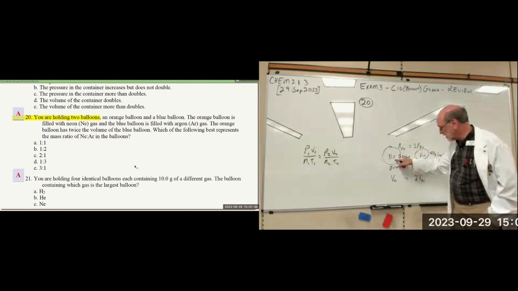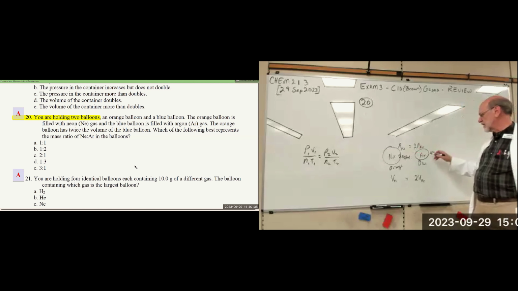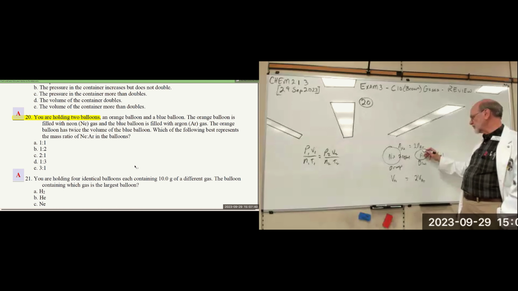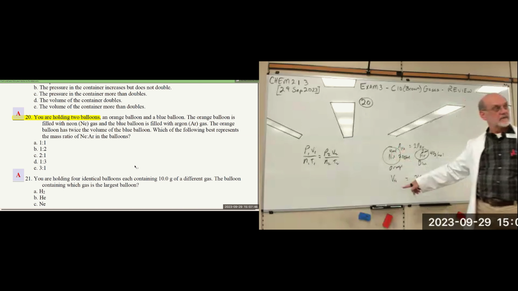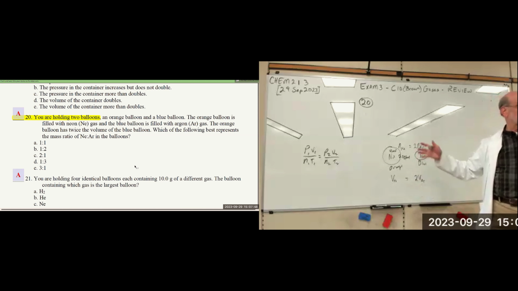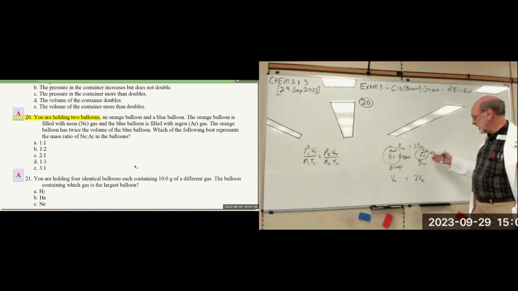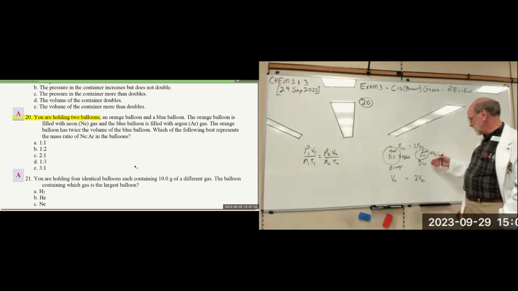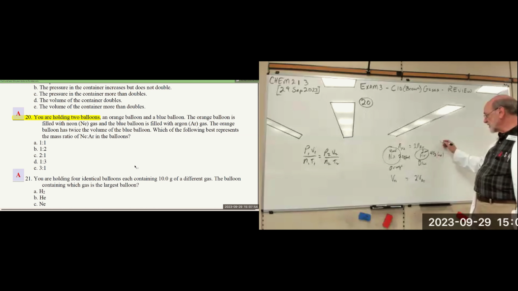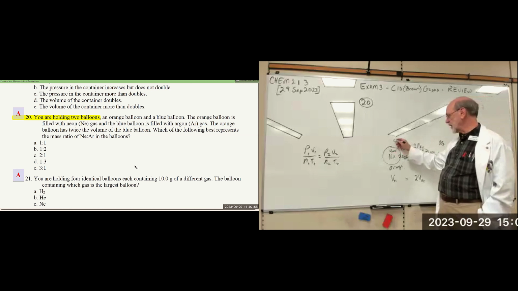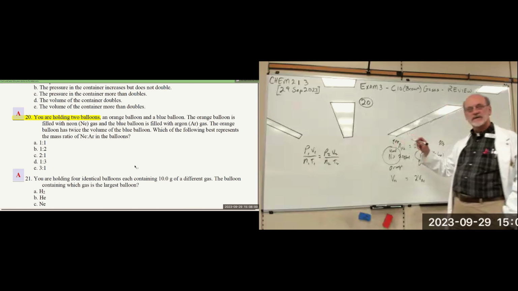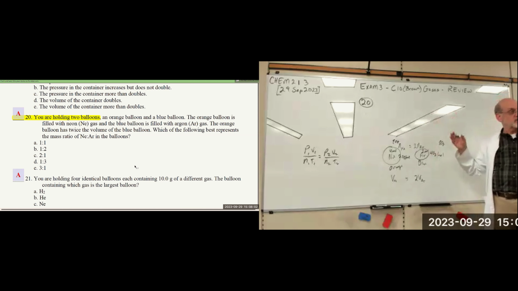Let's just pick a number. Say this one has 2 moles. Then this one's going to have 4 moles, right? Because it's twice the volume. Okay, that's Avogadro. Well, if this one has 2 moles at 40 grams per mole, it's 80 grams, right? Mm-hmm. This one has 4 moles at 20 grams. It's also 80 grams. They're the same mass, a 1-to-1 ratio.